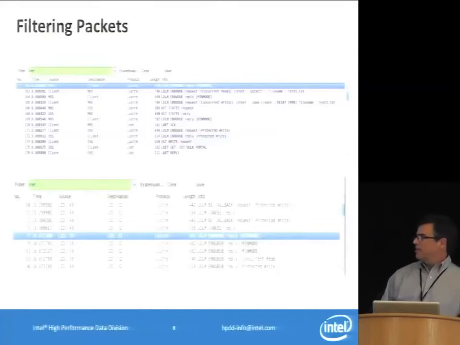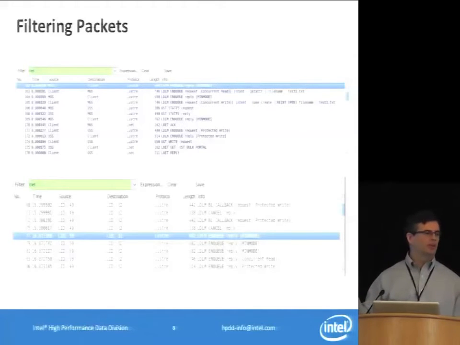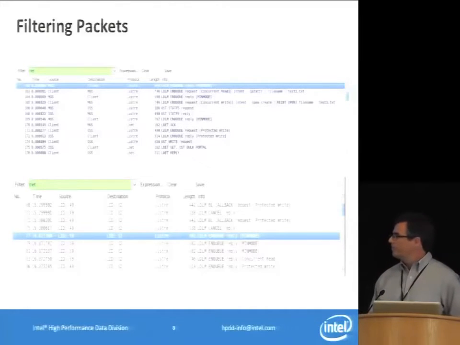So filtering packets, the most basic way to filter is simply to go to the filter field and type in the name of a protocol, like TCP, IP, LNet, or Lustre, and hit return, and the display list will update to show you all the packets that have that protocol somewhere in their protocol list.